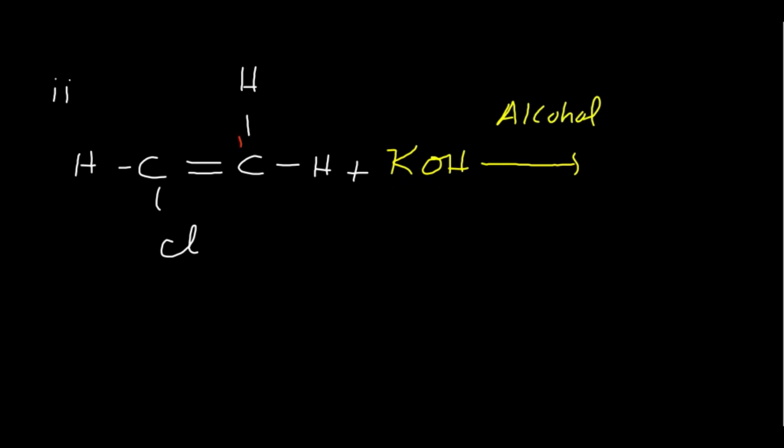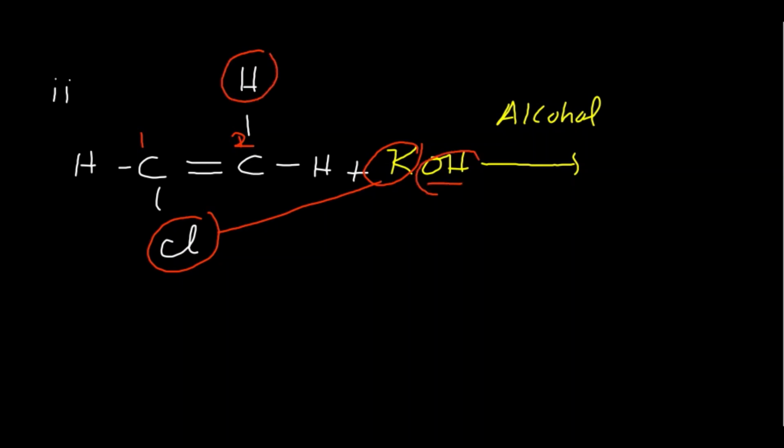Now students, we will see what product is formed after this reaction. Here the chlorine atom is removed from, if we do the numbering, this is carbon number 1, this is carbon number 2. The chlorine atom is removed from the first carbon. This chlorine atom combines with this potassium atom, and it is removed in the form of potassium chloride. Right students, and from the second carbon, a hydrogen atom is removed. This hydrogen atom combines with the hydroxyl group, and it forms water.